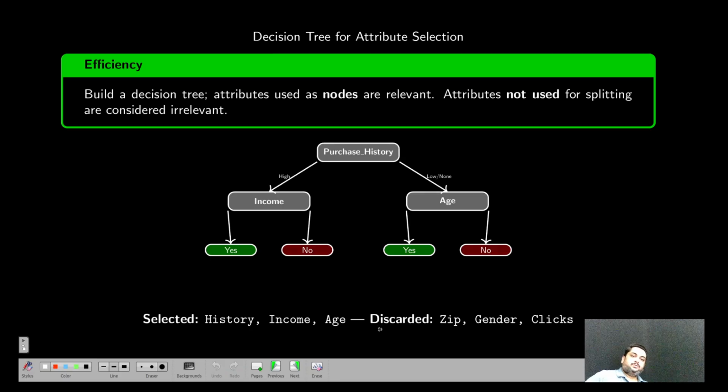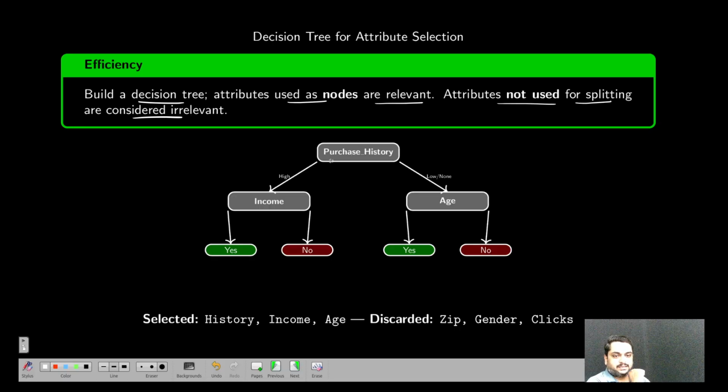So you can also use the decision tree for attribute selection. The decision tree works based on the theory of information gain. So you can use two indexes there, Gini index and Shannon's entropy. So check out my video lecture. A simple concept and interesting concept. So you build a decision tree. Attributes used as nodes are relevant. Attributes not used for splitting are considered irrelevant. Okay, so the decision tree works by splitting the nodes based on the impurity it has.